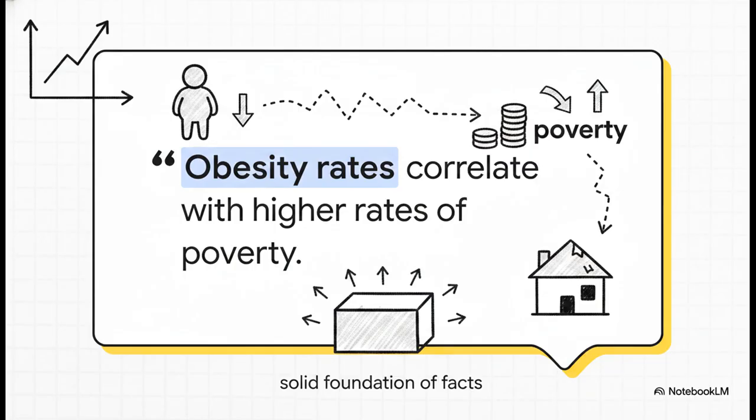Let's look objectively at an example straight from our source. Obesity rates correlate with higher rates of poverty. Notice how straightforward that is? It's stating that a specific, measurable phenomenon exists out there in the world. It doesn't tell you what to feel about it, and it definitely doesn't offer a solution yet. It simply lays the factual concrete that an observable relationship exists. And that gives us a really solid, objective ground to stand on.